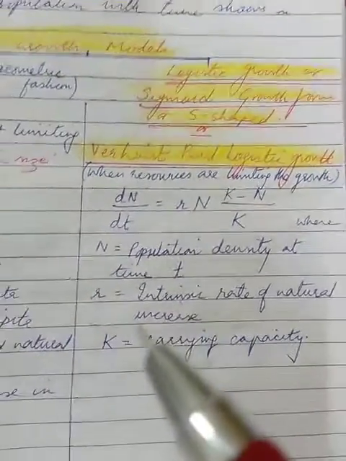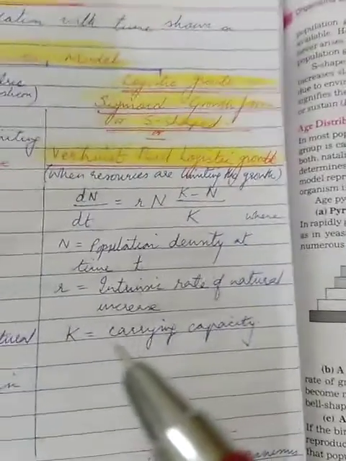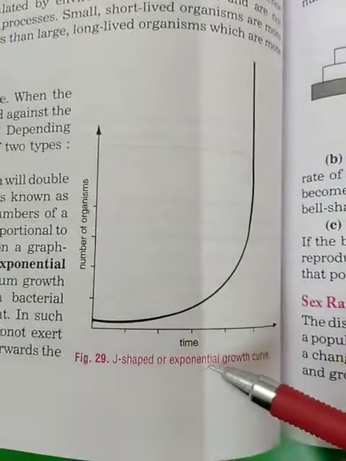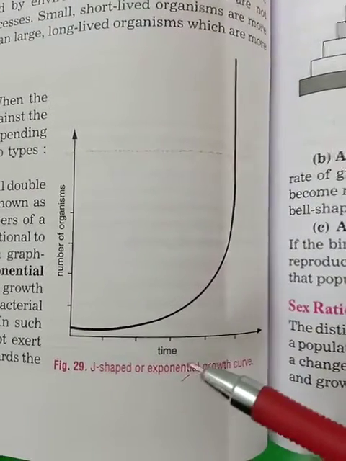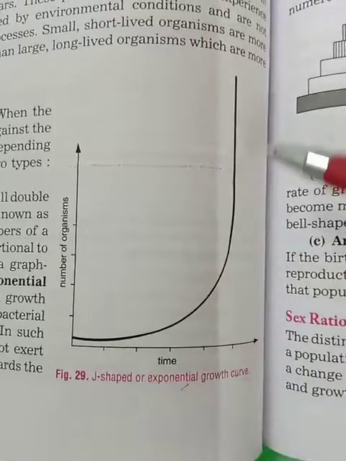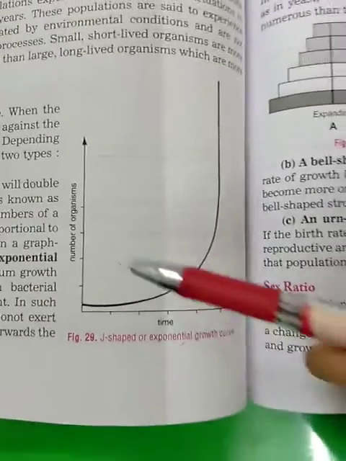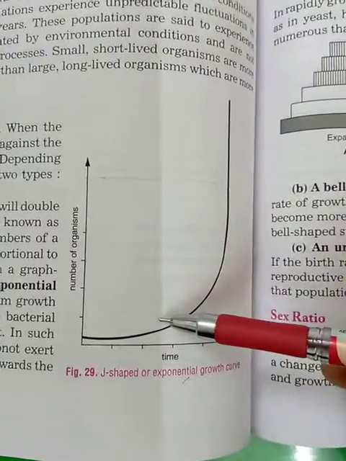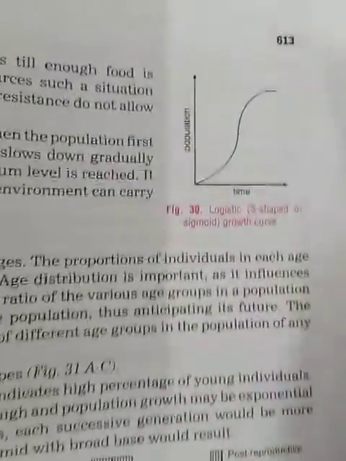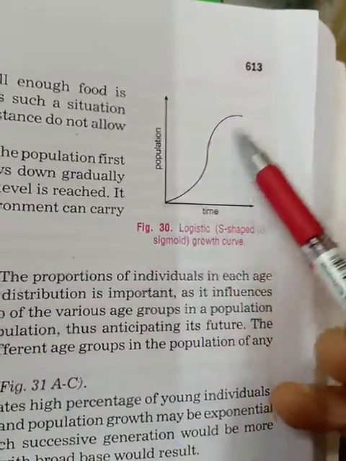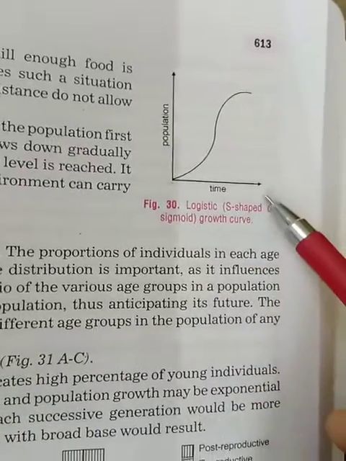Now I'd like to show you why this is called J-shaped or why this is called S-shaped. The first is the J-shaped exponential growth curve, which is like this. Because it is shaped like a J, we call it a J-shaped curve. As you can see, it is number of organisms against time. And the second, sigmoid or S-shaped. Once again, it is shaped like S and therefore called sigmoid or S-shaped.